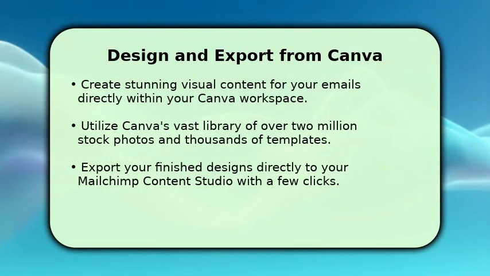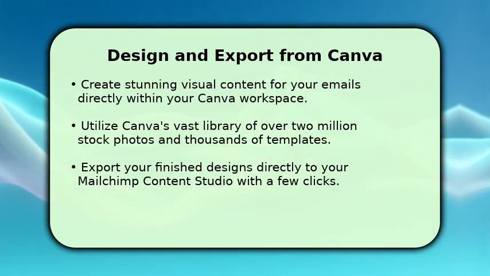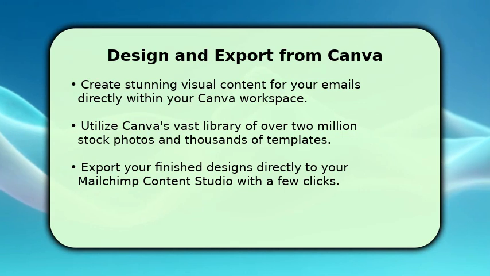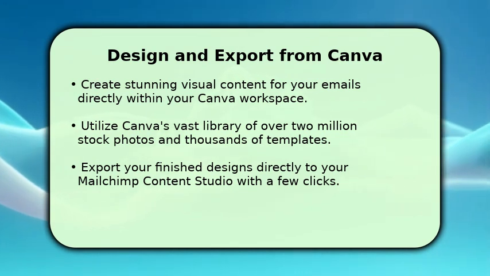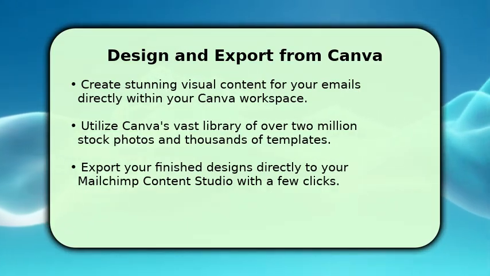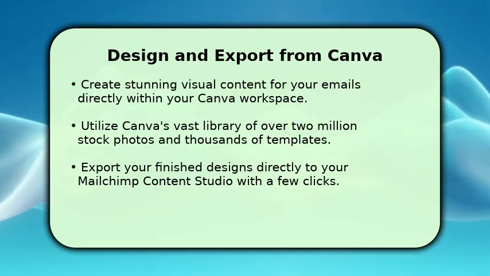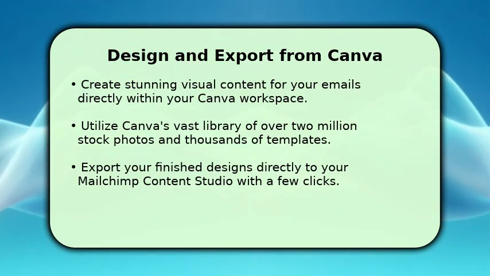Now that your accounts are linked, you can design captivating visuals in Canva. Whether it's a banner, an infographic, or a call-to-action button, Canva offers thousands of templates and over 2 million stock photos. Once your design is perfect, click the Share button in Canva. Select Mailchimp from the sharing options to send your design directly to your Mailchimp Content Studio, ready for your campaigns.